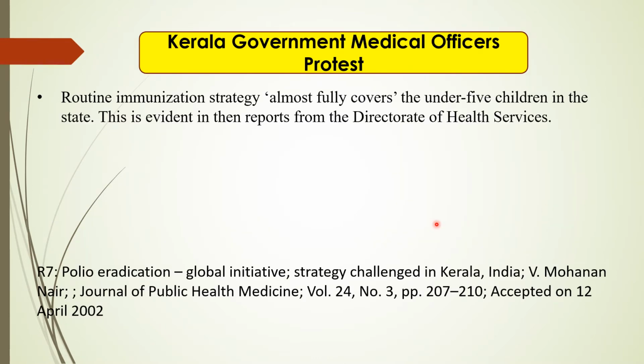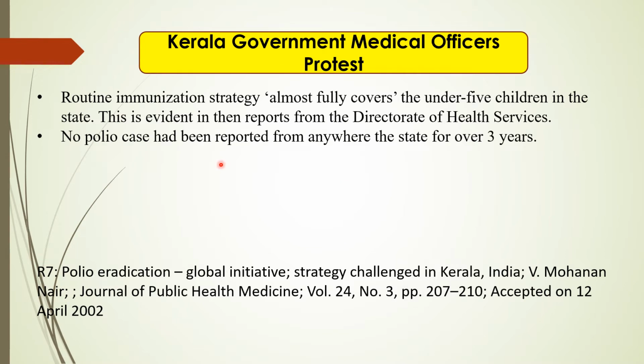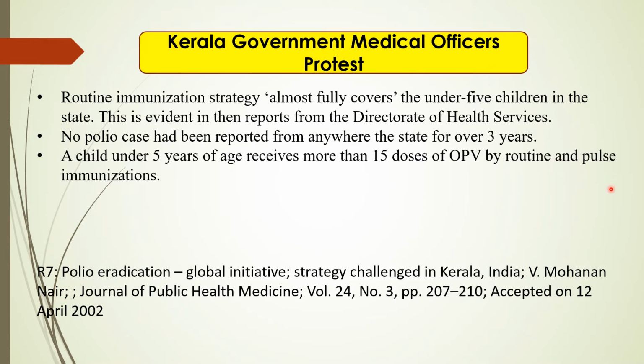Now, there was local opposition from certain quarters also. In the Kerala government, medical officers had protested. They had in 2000, just about 1999 or 2000 actually, they said routine immunization strategy almost covers the under 5 clinics in the state. This is evident from reports of Director of Health Service. Kerala had a very good immunization rate, at least in 2000. No polio case has been reported anywhere over the last 3 years.